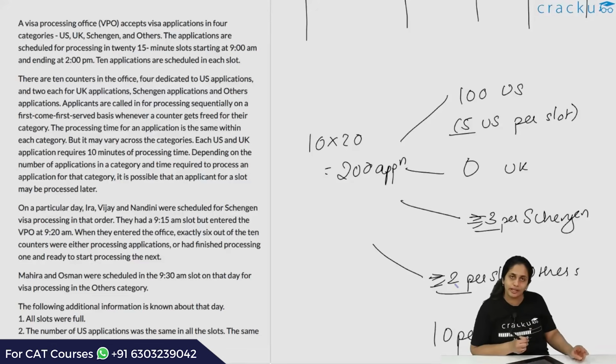3 were called for Schengen, so exactly 3 are called for each Schengen slot. And since these add up to 10 applications per slot, that means there are no UK applications at all. So how many UK applications were there? There were 0 UK applications.